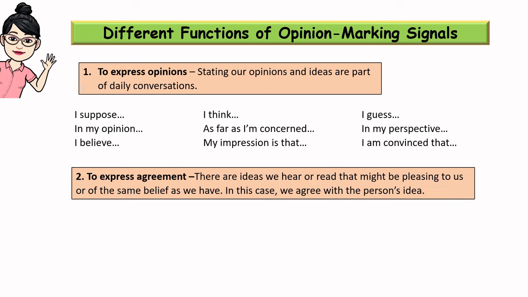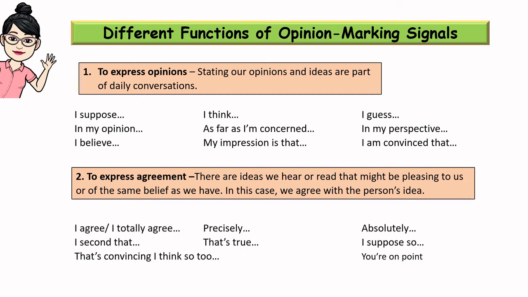Number 2. To express agreement. There are ideas we hear or read that might be pleasing to us or of the same belief as we have. In this case, we agree with a person's idea. Here are some of the opinion marking signals that we may use to express agreement. I agree or I totally agree. Precisely. Absolutely. I second that. That's true. I suppose so. That's convincing. I think so too. You're on point.